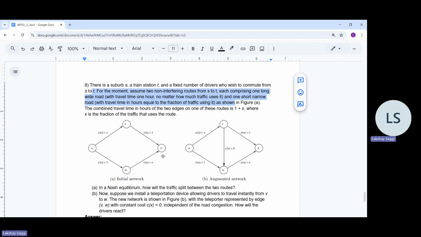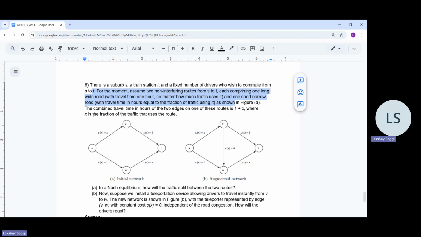So we can think of it as a cost, or as the amount of time it takes to travel through this road. If anyone travels through this road, it takes 1 hour. If anyone travels through this road, it takes X hours, where X can be a fraction, like 0.5 hours, which means something like 30 minutes. So these are the roads given to us. For now, let's just forget this B part. This will come later. Let's just consider this A part.